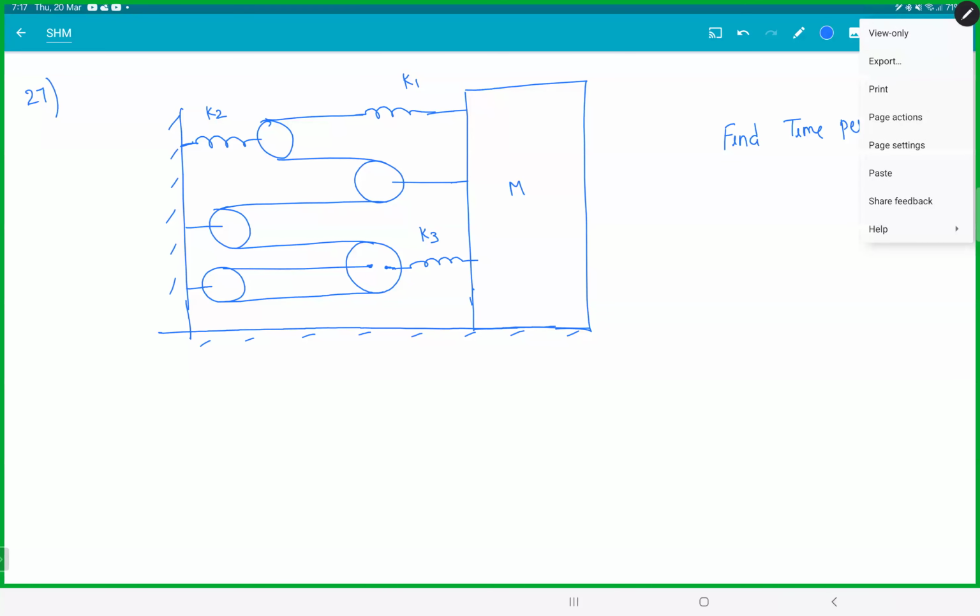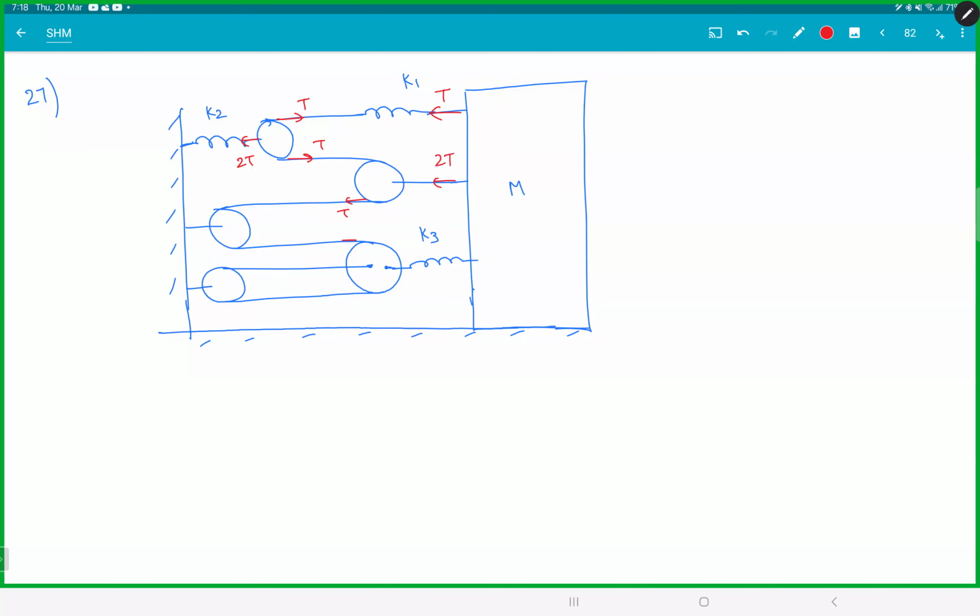Let's see. Let the tension be T. If that is T, T, T, so this one is 2T. This is also T, so this is 2T. This is T, this is T, this is T. So this one will be 3T and this one will be 3T.